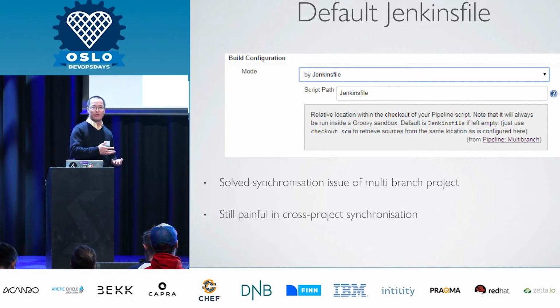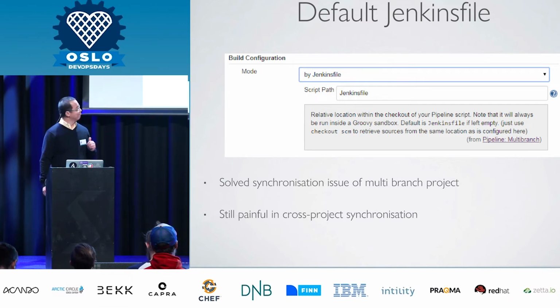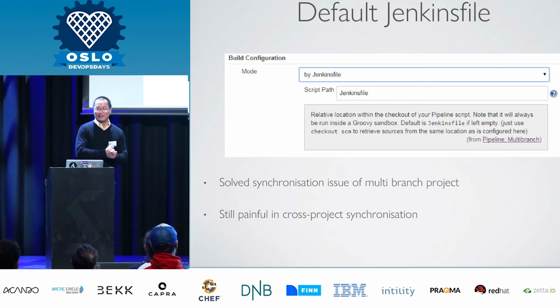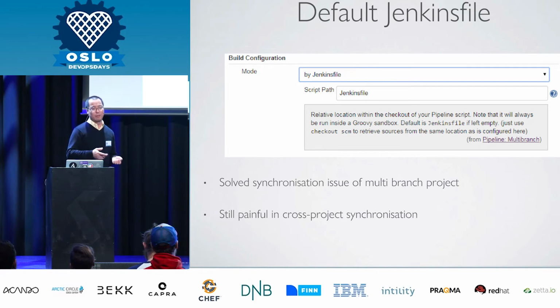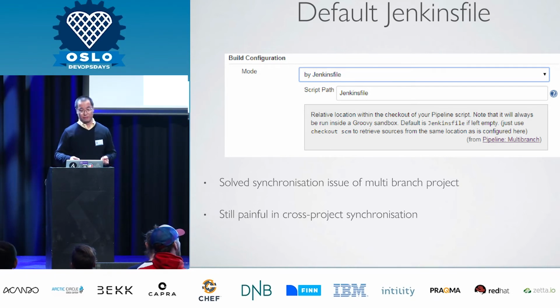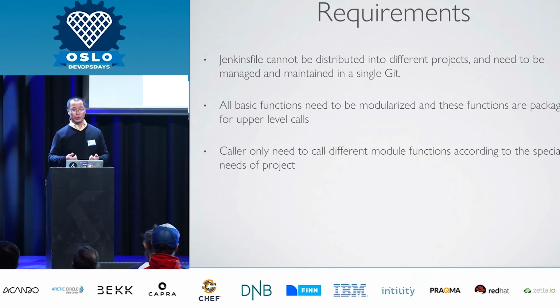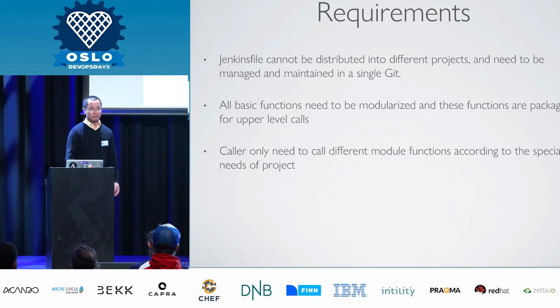Also, when we want to add new features into the pipeline, we have to commit them into every single project. Then, a little bit lucky, we found one plugin called the Pipeline Multibranch Default plugin. It helps us to solve the issue. We can make the Jenkinsfile be shared across the branches, but it still cannot fix the issue across projects. In my case, we have 57 projects or repositories.